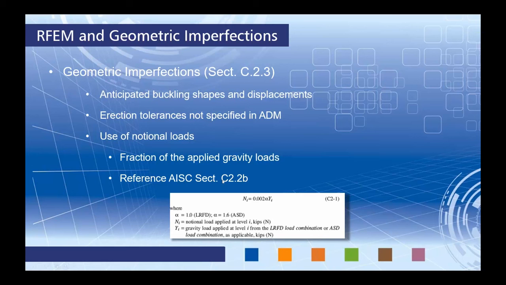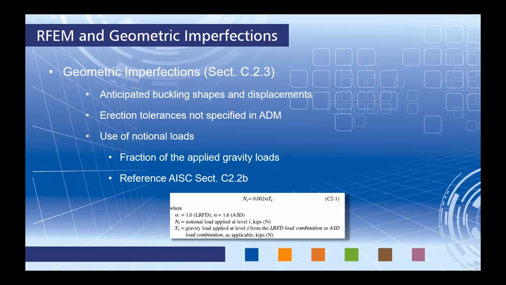And within the AISC, section C.2.2b, here is our notional load equation. It's 0.002 times alpha times Yi. Now, alpha is just, depending on if we're running an LRFD or ASD design, and Yi is our gravity load for that specific load combination applied to that member. Now, notional load should be applied in both orthogonal directions and in both the positive and negative directions, because we really don't know the behavior of this structure under the applied gravity load, so we need to cover all of the bases. Now, the second question is, which load combinations do I apply this to?